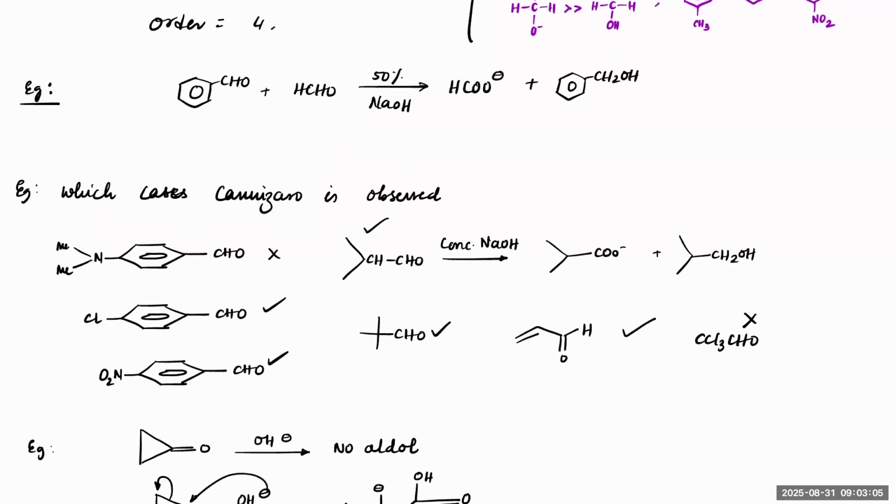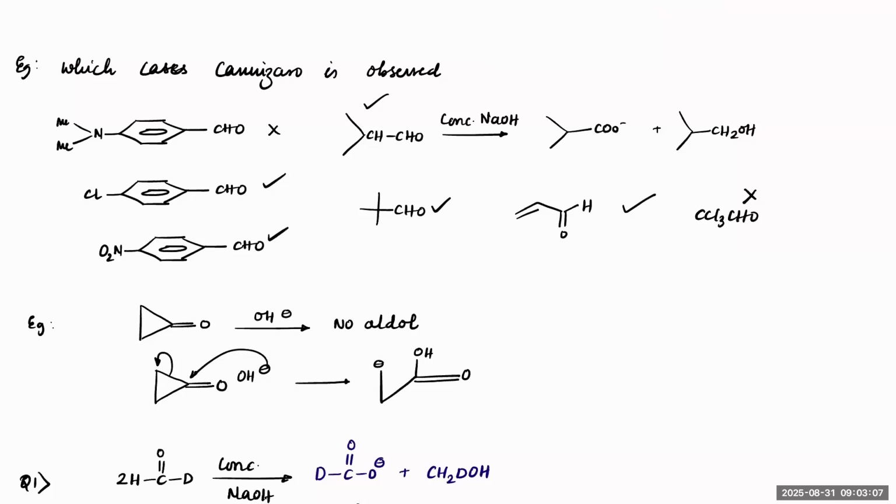Okay. Now, which of these cases will give you Cannizzaro? You can see, although this is an aldehyde, because from the nitrogen end it is an extremely strong donating group, nucleophilic addition is hardly observed here. That's why, since nucleophilic addition is less favorable, this reaction is not going to be observed in Cannizzaro if you have such strong donating groups.